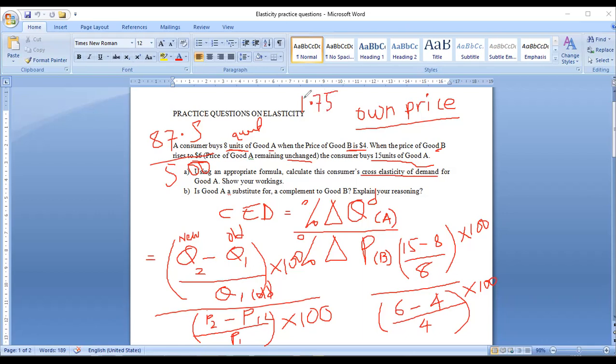Remember, they are percentages. One student was asking me, Madam, is it 1.75%? I said no, because remember, the 100 will cancel. It's percentage divided by percentage. The percentage cancels, so it just remains that.